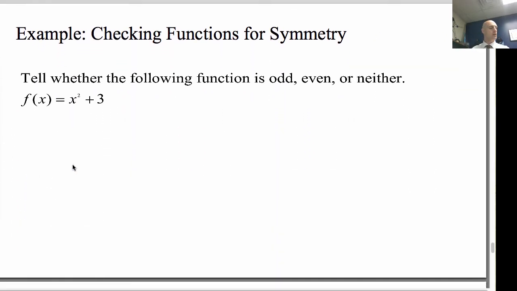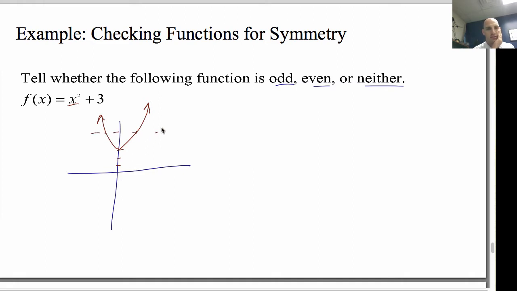Okay, so when we check a function for symmetry, here's what we can do. We're going to call it odd, even, or neither. And what I can do is I can graph this. And if you know about functions, you know that this is a parabola that's been moved up 3. So 1, 2, 3. If you didn't know that, you will know it very soon because we're going to study that in the next section. But you can graph it on your calculator. And so it's x squared plus 3. So it's moved up 3. Well, obviously we see that I've got this symmetry here. I could fold it over. So it looks like it's an even function.